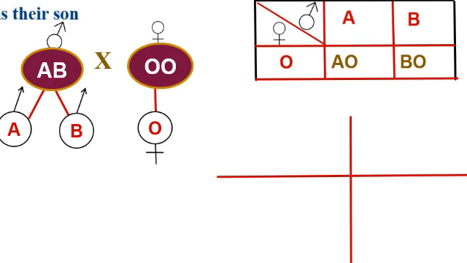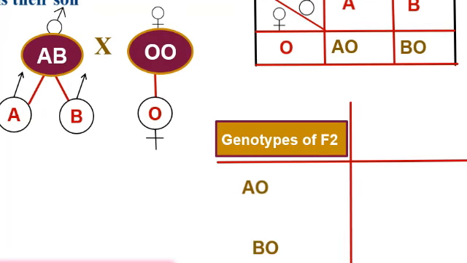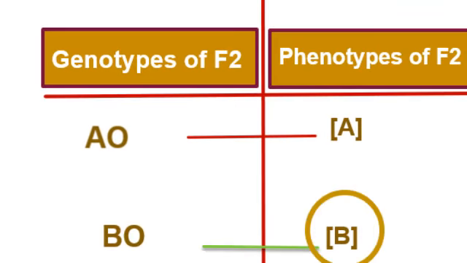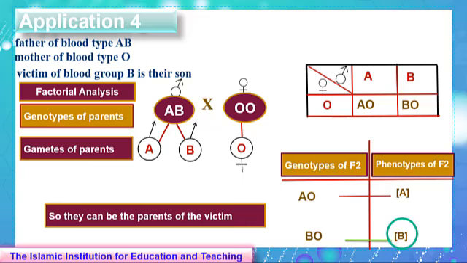Let's analyze these data. Genotypes of F2 are AO and BO. The phenotypes of the F2 are A and B. Then these parents can have a child of blood group B. Then they can be the parents of the victim.